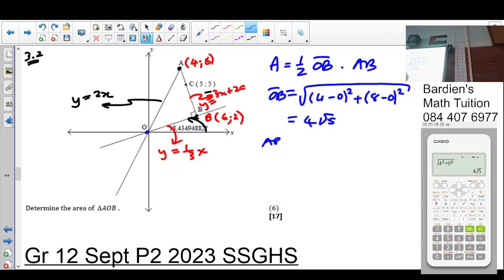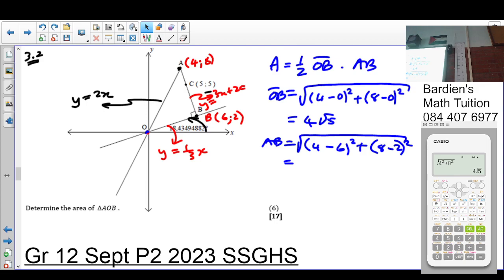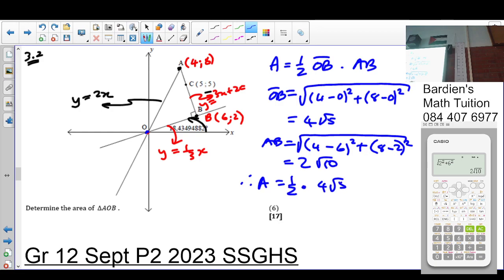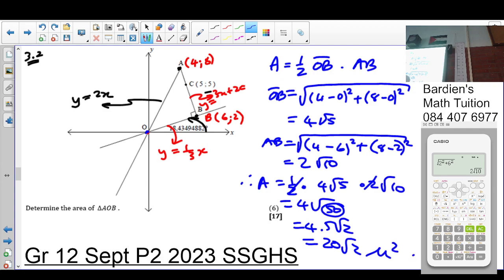It's 4 root 5. Okay, for AB, same story. The square root of 4 minus 6 squared plus 8 minus 2 squared. So it's going to be the square root of 4 minus 6 is negative 2 squared plus 8 minus 2 is going to be 6 squared. Gives you 2 root 10. So therefore the area is going to be 4 root 5 times 2 root 10. Of course that cancels, and then it's going to be 4 root 50. The root of 50 can be written as 25 times 2, which is 5 root 2, so 4 times 5 root 2, which is 20 root 2 units squared.